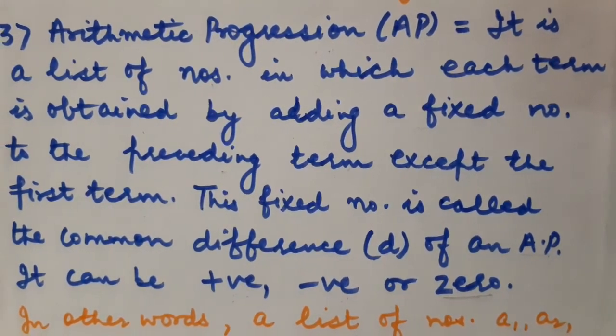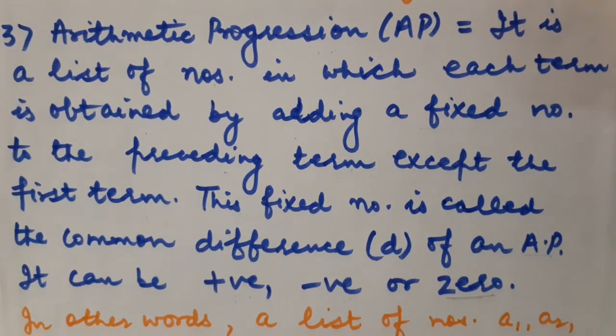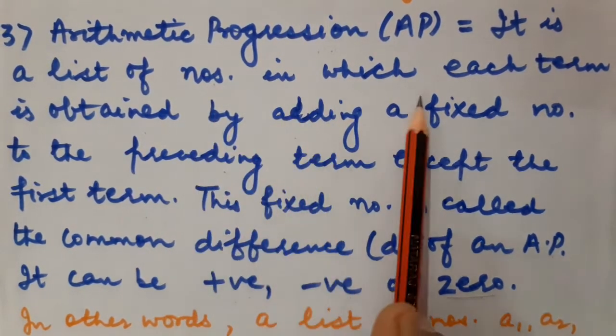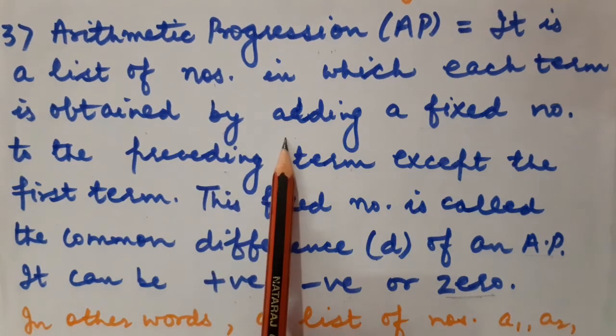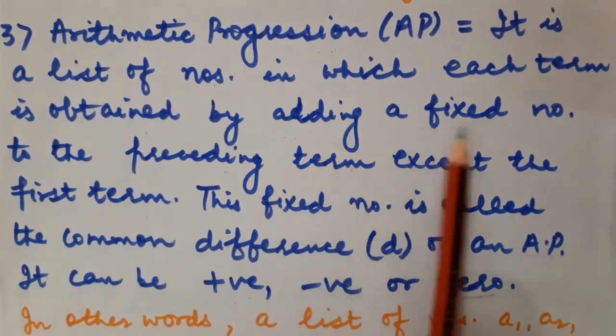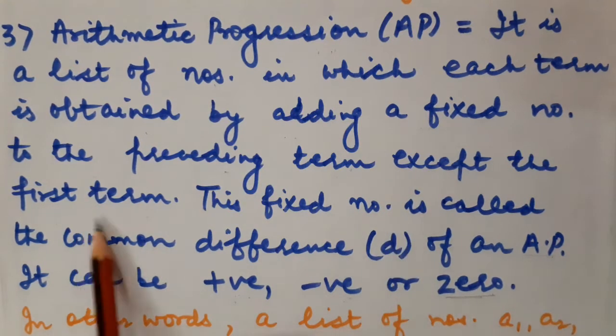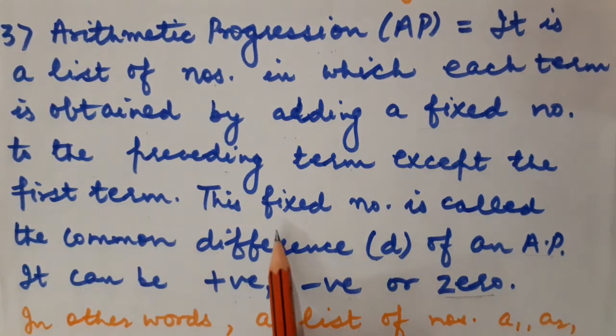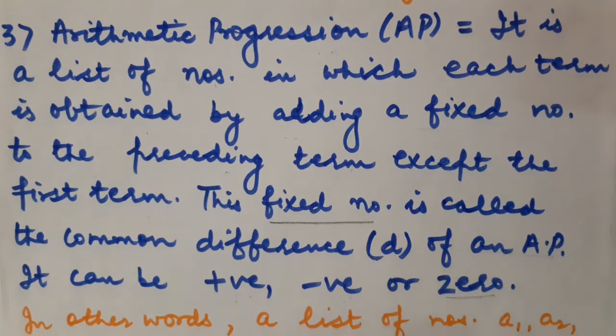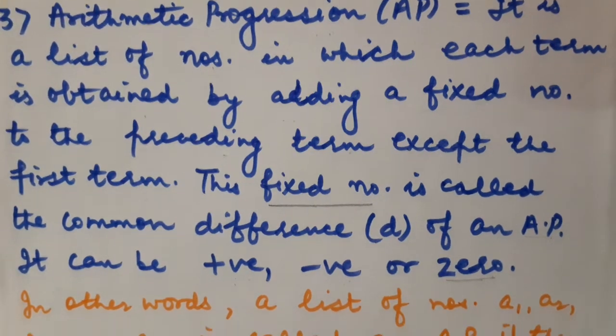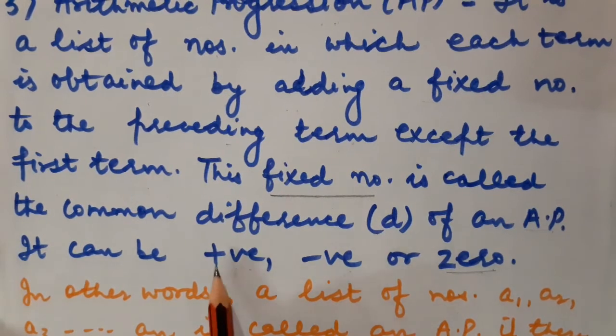Children, what do you mean by arithmetic progression? It is basically a list of numbers in which each term is obtained by adding a fixed number to the preceding term except the very first term. And this fixed number is basically called the common difference of an AP. As I told you earlier also, this common difference can be either positive, negative or 0. That basically depends on the list of numbers.